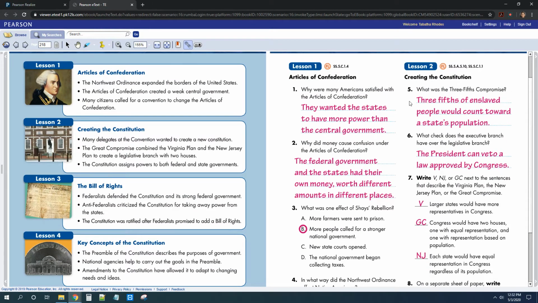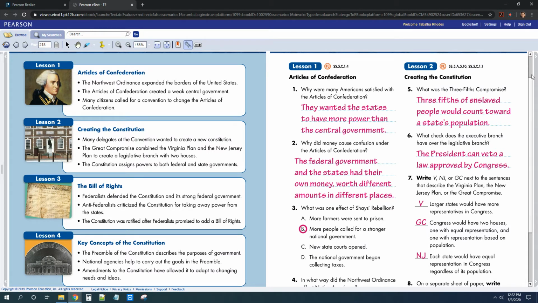All right, let's move on to lesson 2, when we created the Constitution. So question number 5 was, what was the 3/5 compromise? Basically, that was 3/5 of enslaved people would count towards a state's population. So states that owned slaves, 3 out of every 5 slaves would be counted towards the state's population.